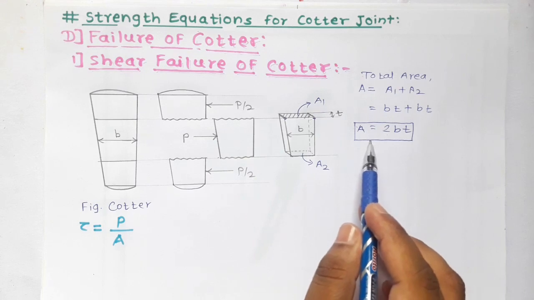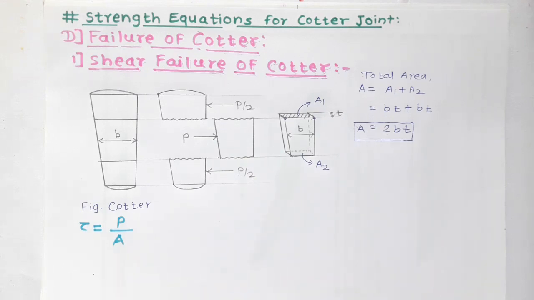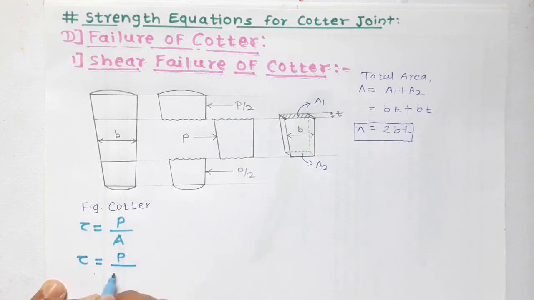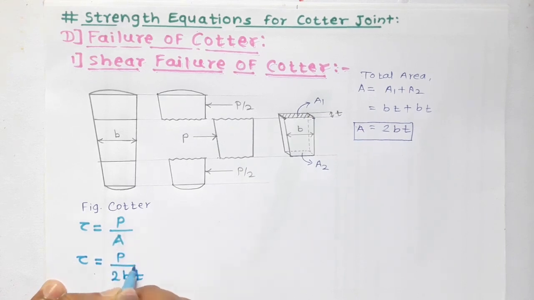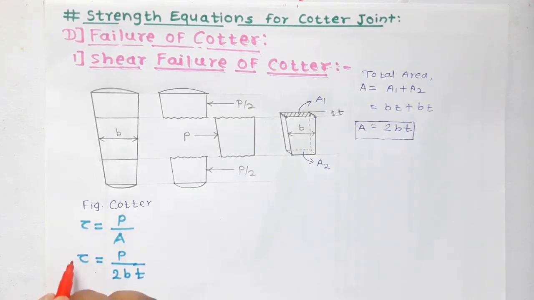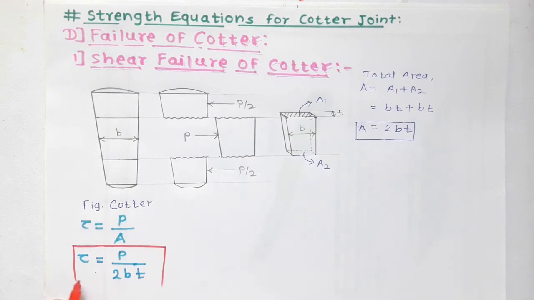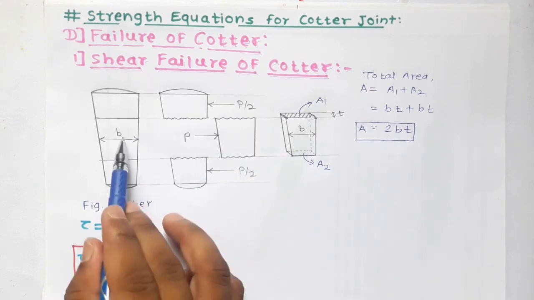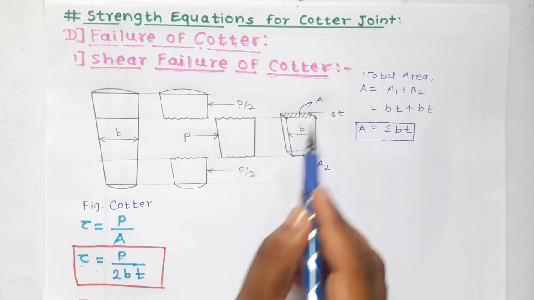Now let us put this value of area in this equation so that we can get the final equation of shear stress tau. So tau is equal to P upon twice b into t. This is the equation of shear stress tau which is induced in this quarter. In this equation, tau is the induced shear stress, P is the external applied load, b is the mean width of quarter as shown here, and t is the thickness of quarter.